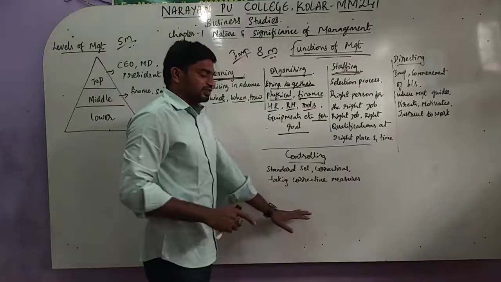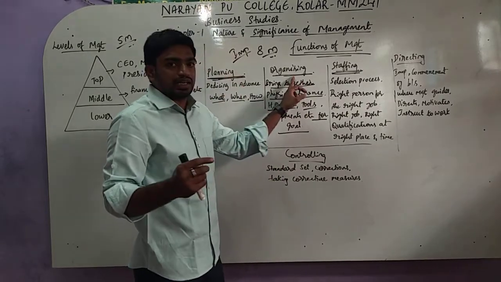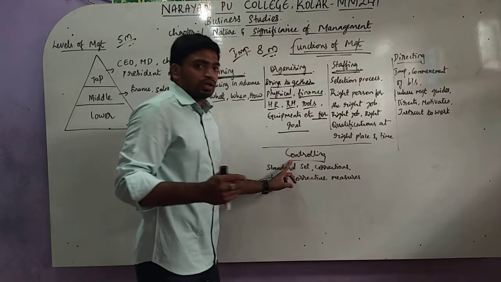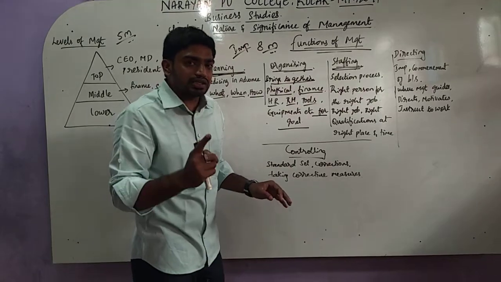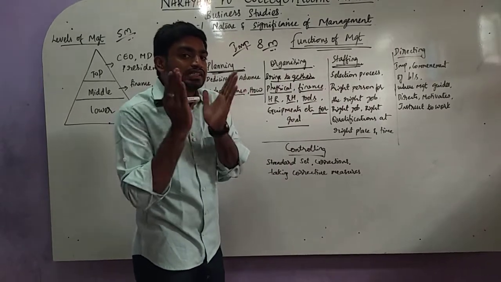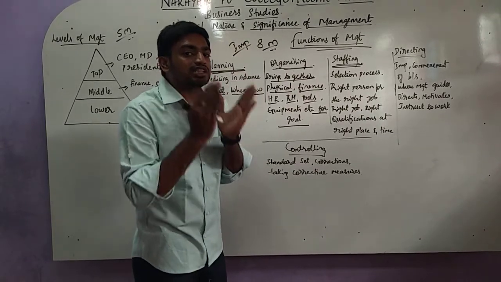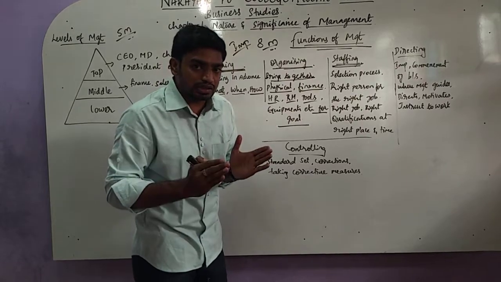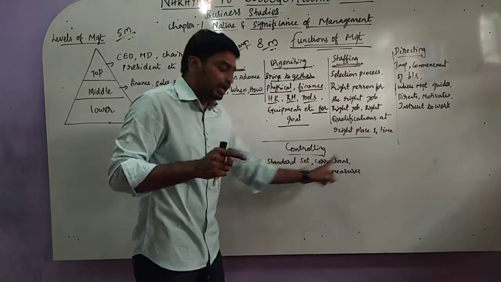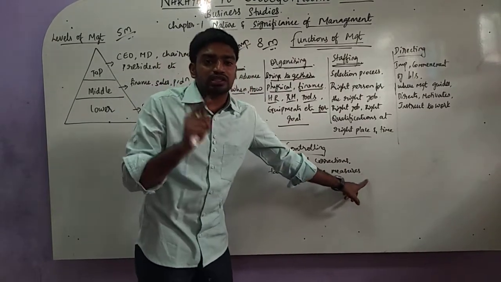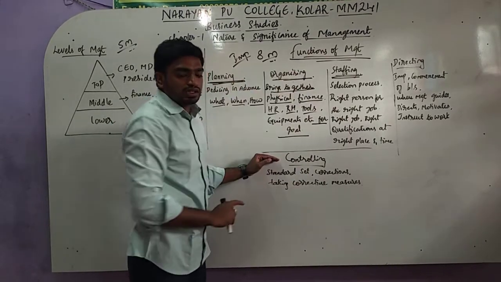These are the 5 functions of management: planning, organizing, staffing, directing, controlling. Once again I repeat, controlling. Controlling is where the company is setting standards and helping employees with corrections. If any employee or worker makes mistakes, the company will do the corrections for them, and also take corrective measures for the future. That is called controlling. These are the 5 functions of management.